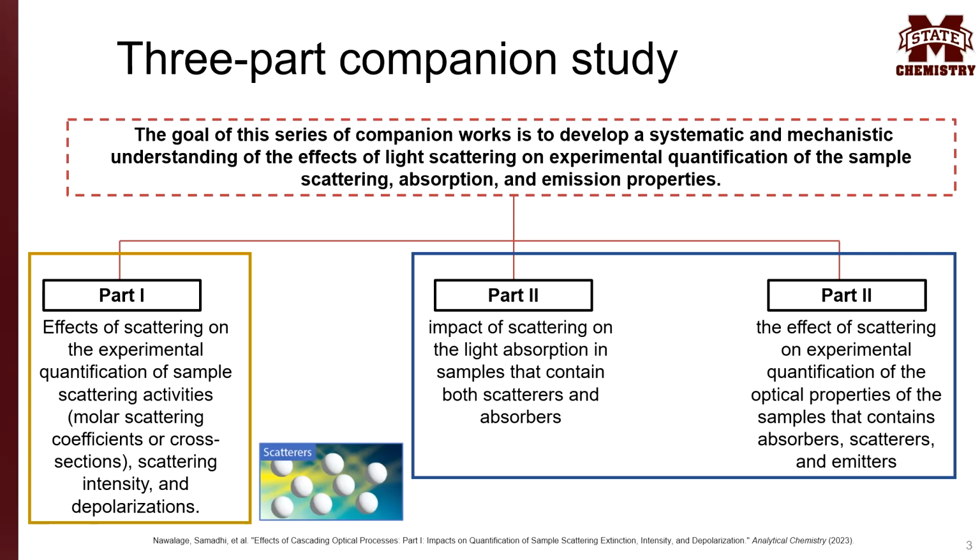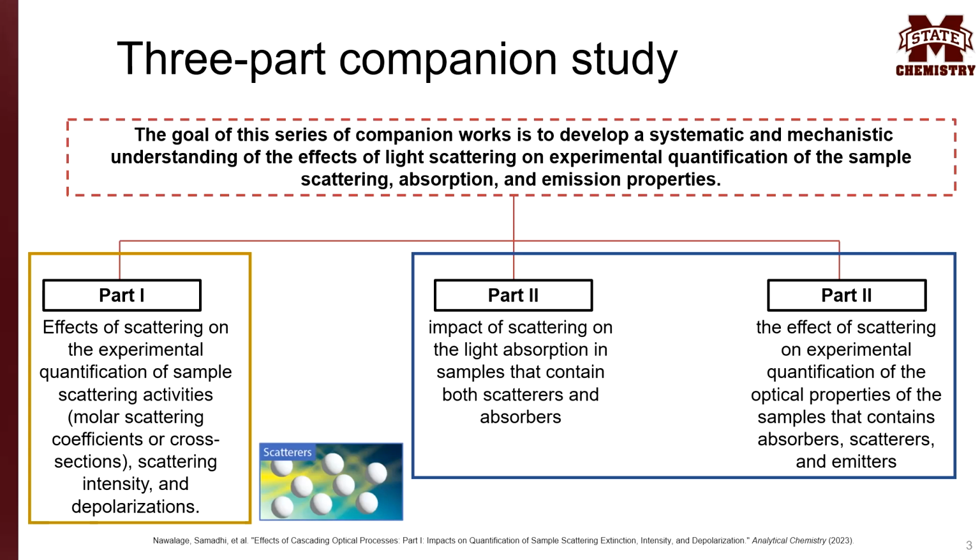The goal of this series of companion studies is to develop a systematic and mechanistic understanding of the effects of cascading optical processes on experimental quantification of the sample scattering, absorption, and emission properties. Light scattering is a universal matter property that is especially prominent in nanoscale or larger materials. However, the impacts of light scattering on experimental quantification of material light absorption, scattering, and emission activities have not been adequately addressed in existing literature.